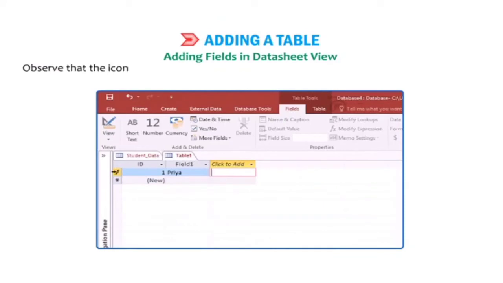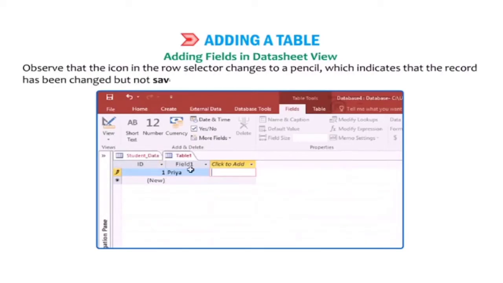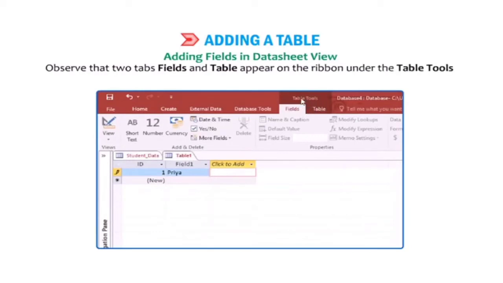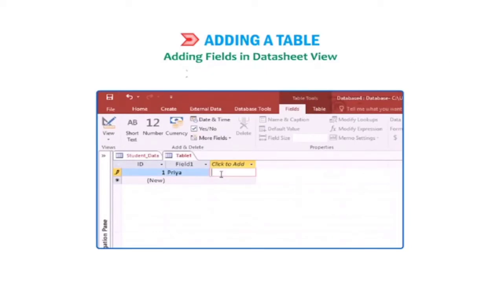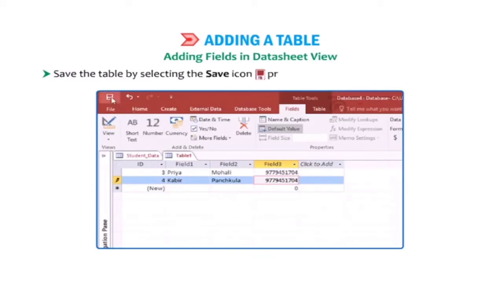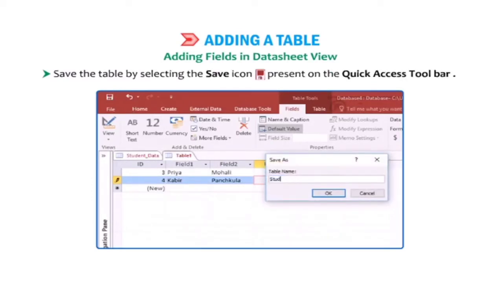Observe that the icon in the row selector changes to a pencil, which indicates that the record has been changed but not saved. The asterisk sign moves to the next row. Observe that two tabs, Fields and Table, appear on the ribbon under the Table Tools contextual tab. Enter the required data. Press the Tab key after each entry. Save the table by selecting the Save icon present on the Quick Access toolbar.